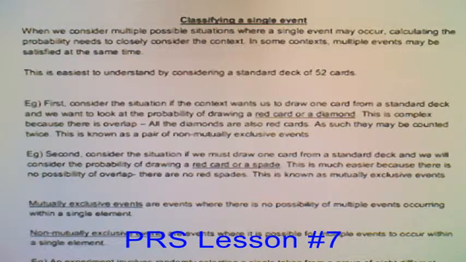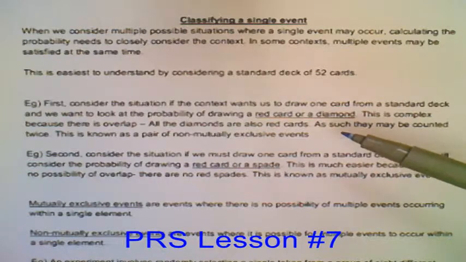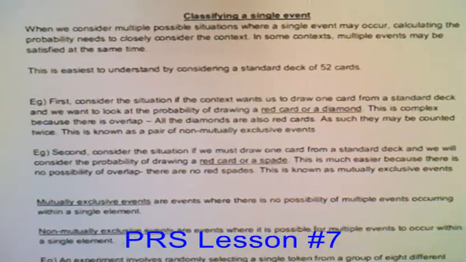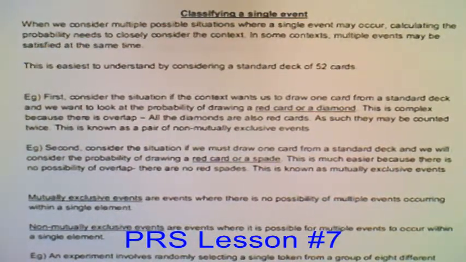If you consider this situation, this is a first example. The context wants us to draw one card from this deck, and the probability of drawing a red card or a diamond. Let's pretend that's what's going on. A red card or a diamond. The thing about this that's weird is the fact that diamonds are red. And so when you go through this, you've got cards that are both. You've got cards that are diamonds, and if you get a diamond, you've also got a red card along with this. This is non-mutually exclusive because they can occur together.